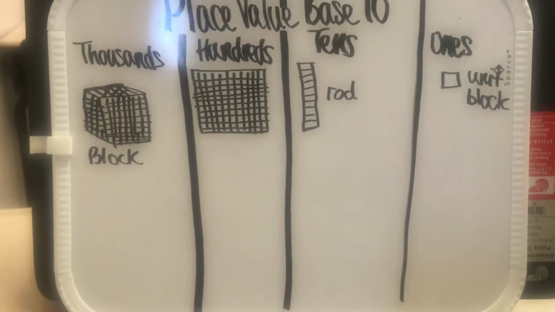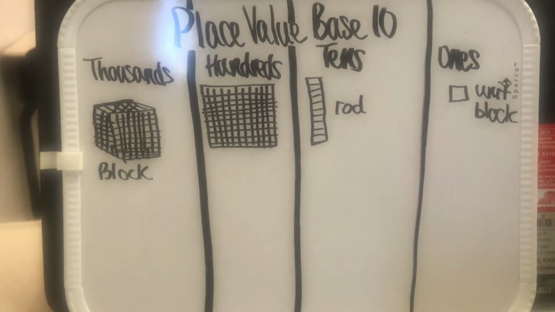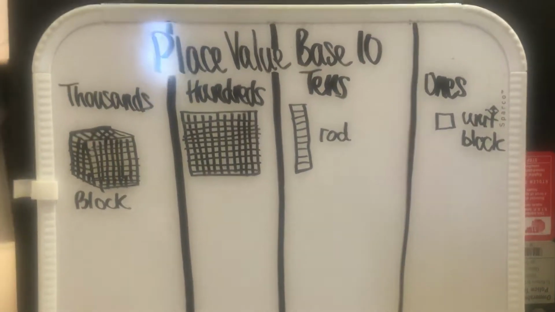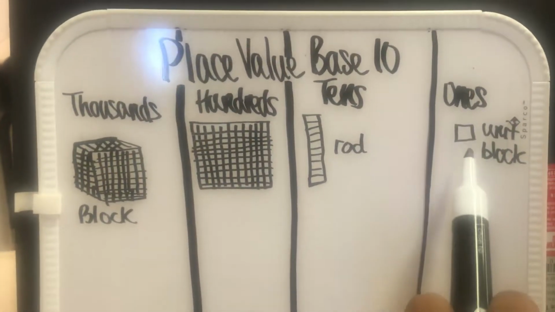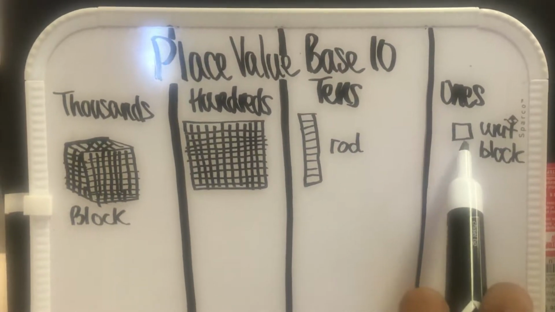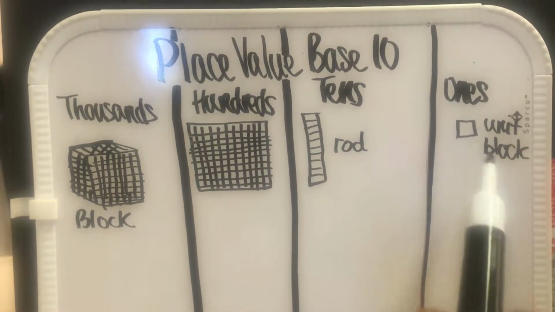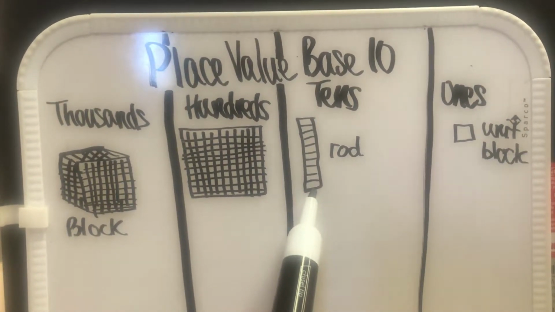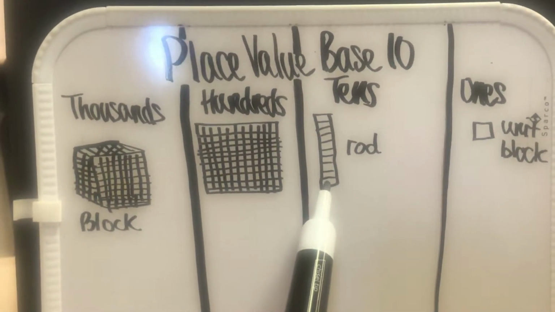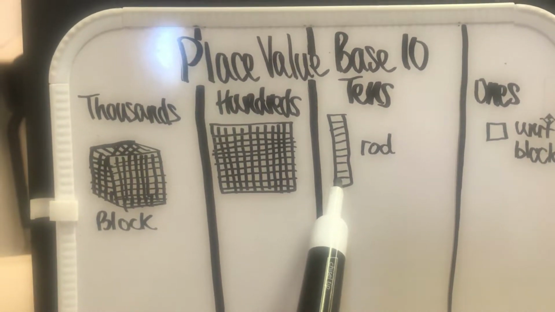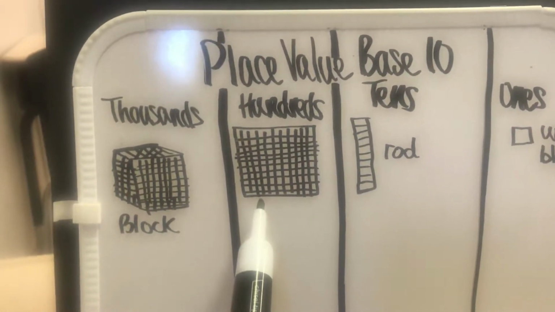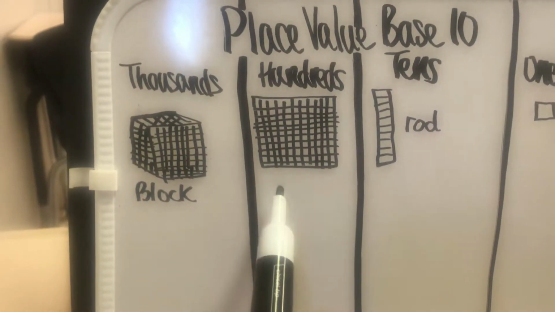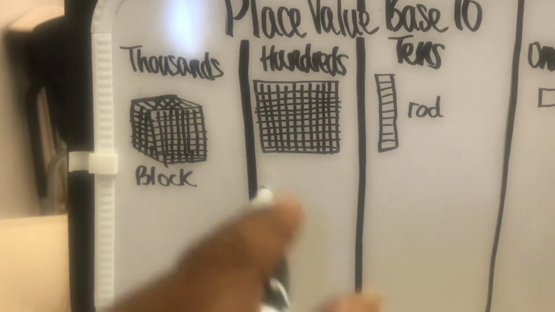We know that we can represent place value by using base 10 blocks. For example, in the ones place, we use the block called a 1-unit block. In the tens place, we represent tens by using a rod, which is made up of 10-unit blocks. To represent hundreds, we use 100-unit blocks, and we call this a flat.